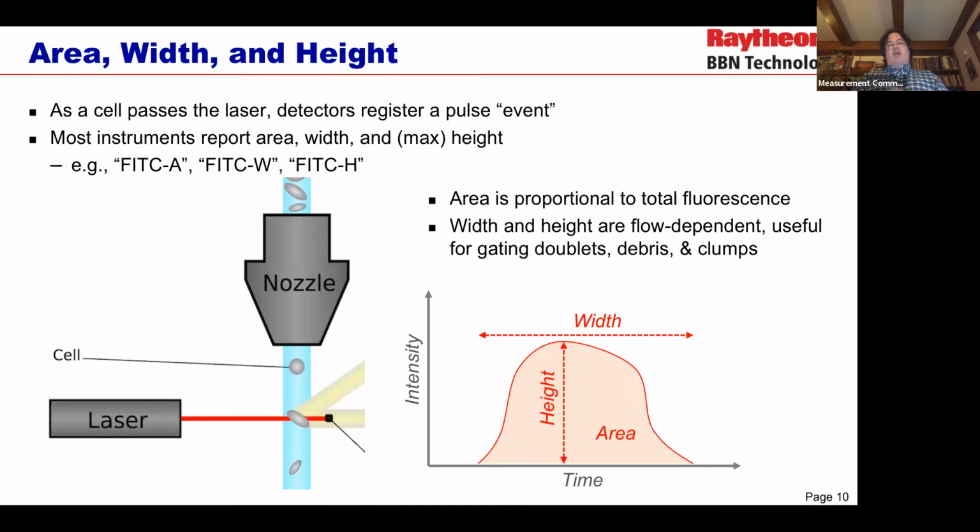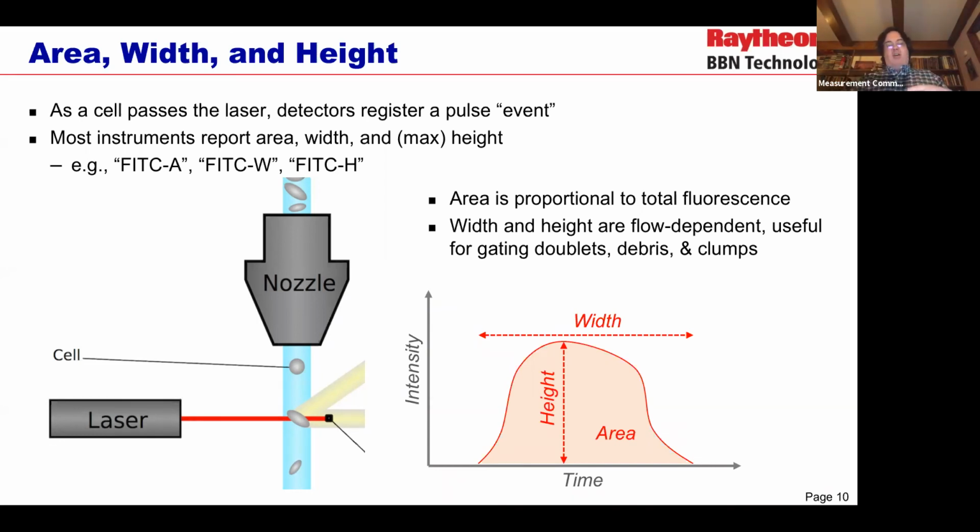And a lot of instruments, most modern ones in fact, will report 3 properties off of that pulse. They'll report an area property, which is the total amount of energy that came out during that pulse. They'll report a width, which is how long it took for the cell to go through the laser. And they'll report a height, which is the maximum intensity that happened at any point. And these usually get abbreviated as -A, -W, and -H.